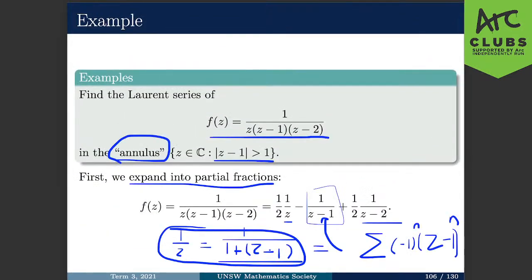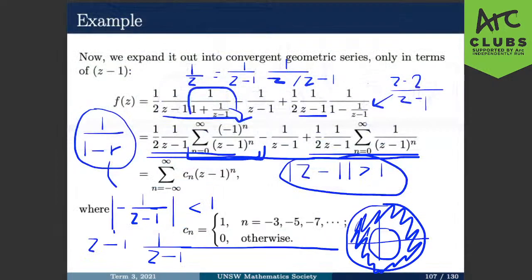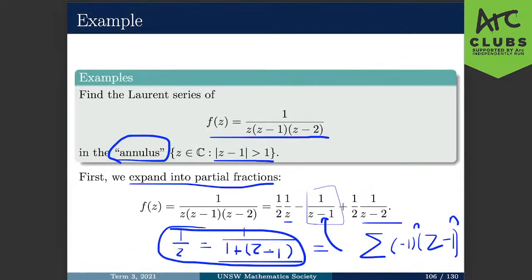So for 1 over z, there's two different ways I can write it. I can either write it like this one on this page, or I can write it like the one on the second page. Both of these would end up giving you a series in terms of powers of z minus 1, but the one on this page would converge in the region where the absolute value of z minus 1 is greater than 1, which is outside the circle, whereas this one that you have here would converge inside the circle.